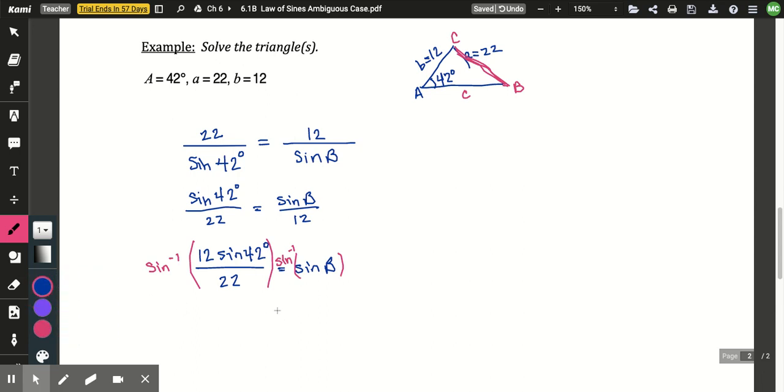Okay, so now I'm ready to write this down. This would give me angle B. My exact value would be what I had written up there: inverse sine of 12 sine of 42 degrees over 22.